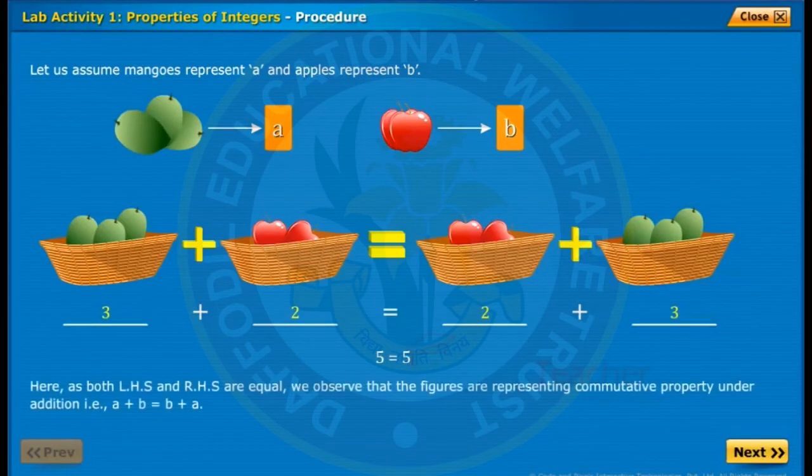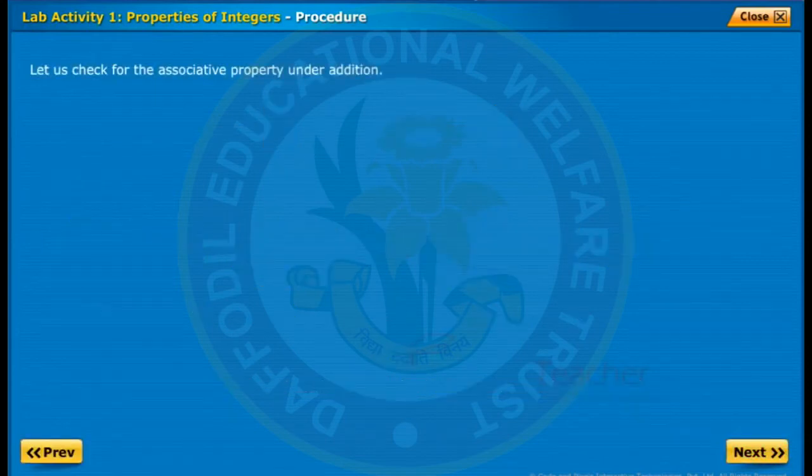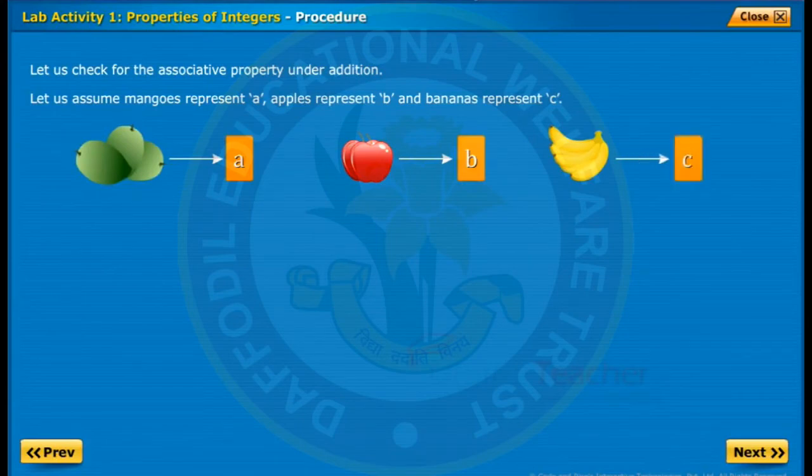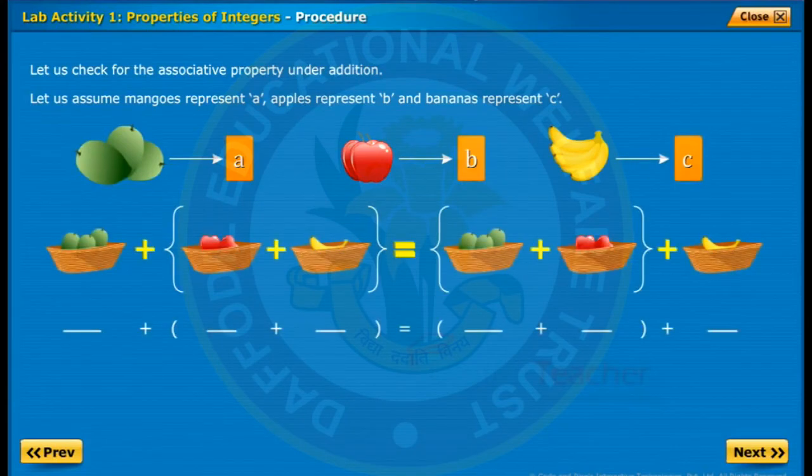Here, as both LHS and RHS are equal, we observe that the figures are representing commutative property. Let us check for the associative property under addition. Let us assume mangoes represent A, apples represent B, and bananas represent C. The correct numerical values of the mangoes, apples and bananas are noted in the given fields.